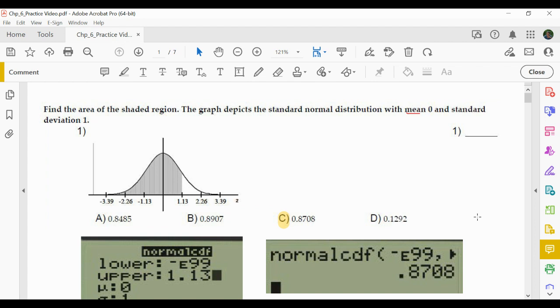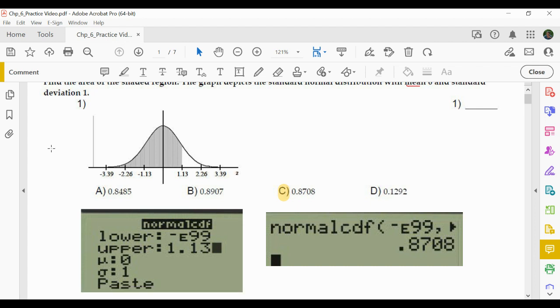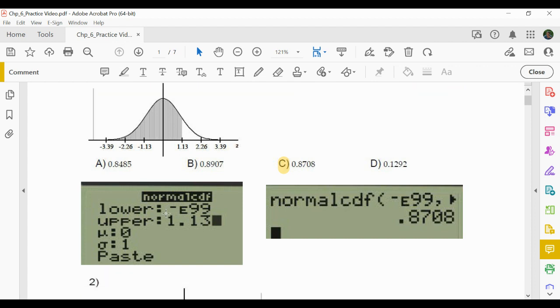All right, so first question, we're asked to find the area under the shaded region. We know we're going to the left. We're starting here at the upper limit of 1.13, going all the way out. I don't want to give you the impression this is stopping at negative 3.39. This is going all the way to infinity. So we use a lower level of negative E99, the upper level is 1.13. It's a standard normal. Mean is 0 and standard deviation is 1.